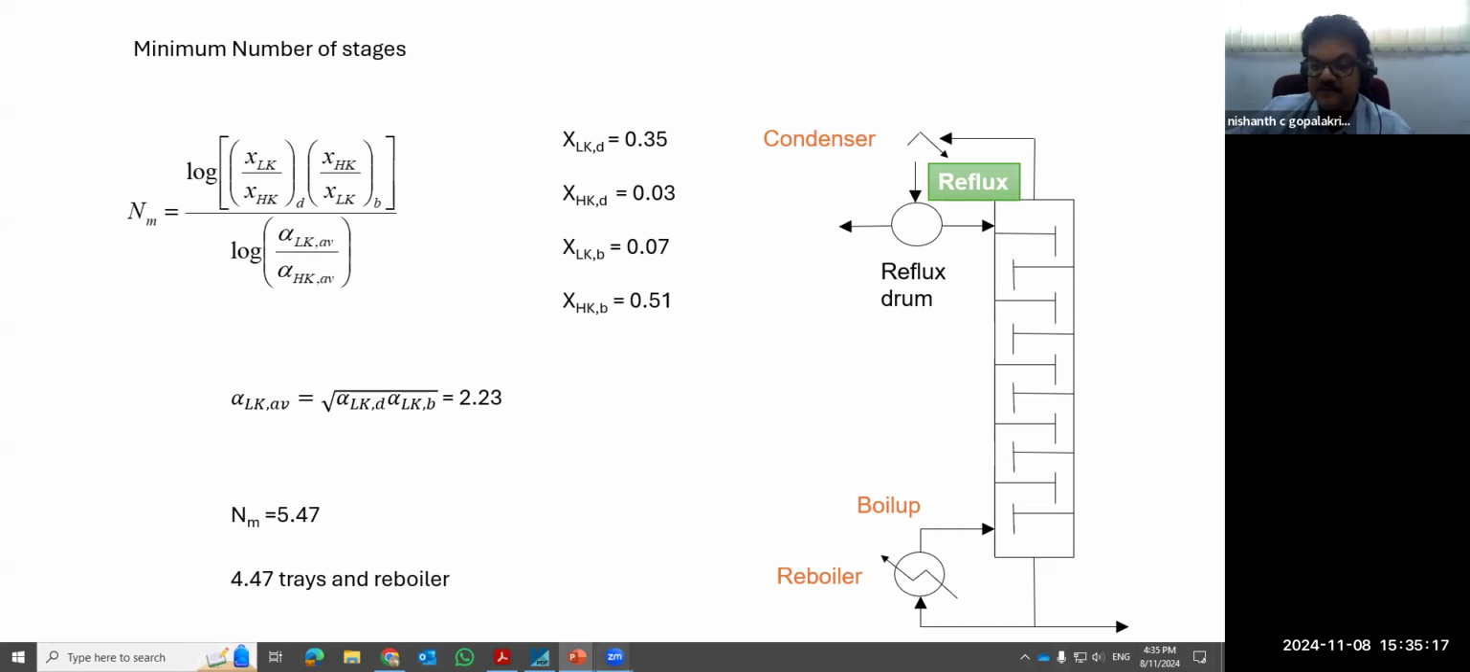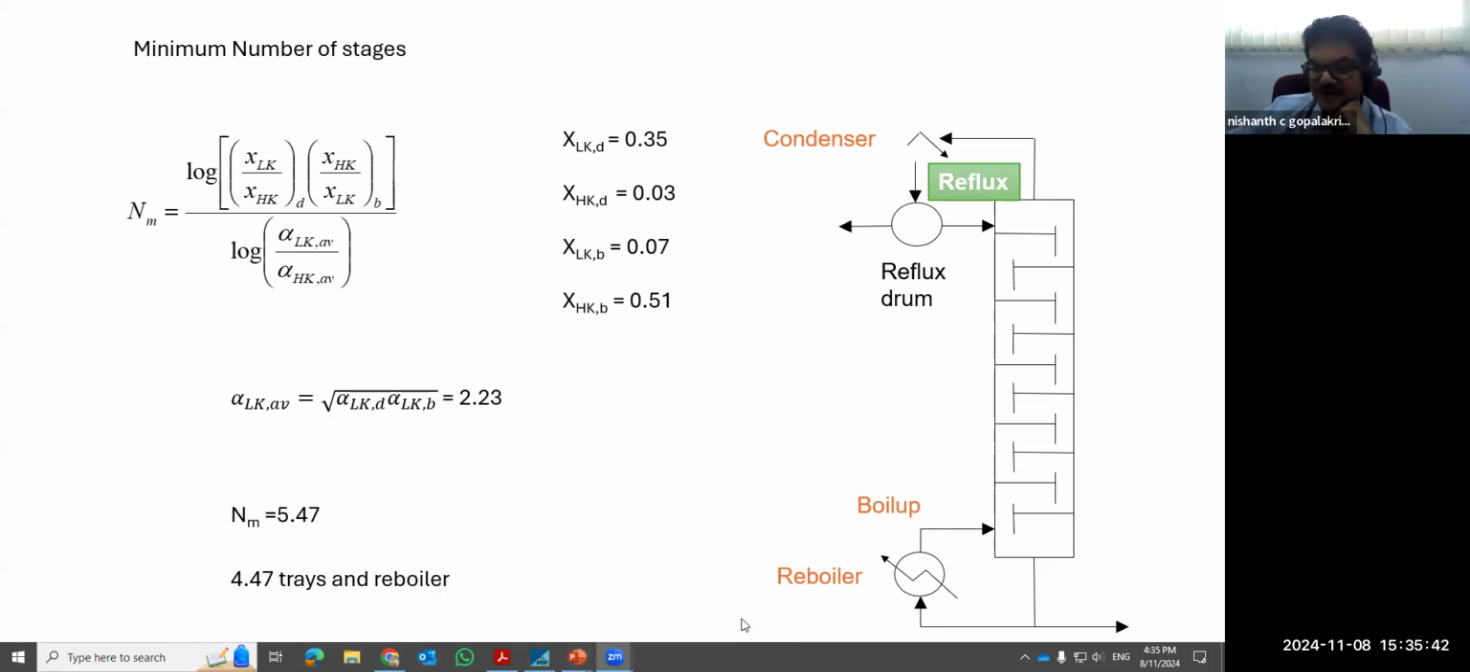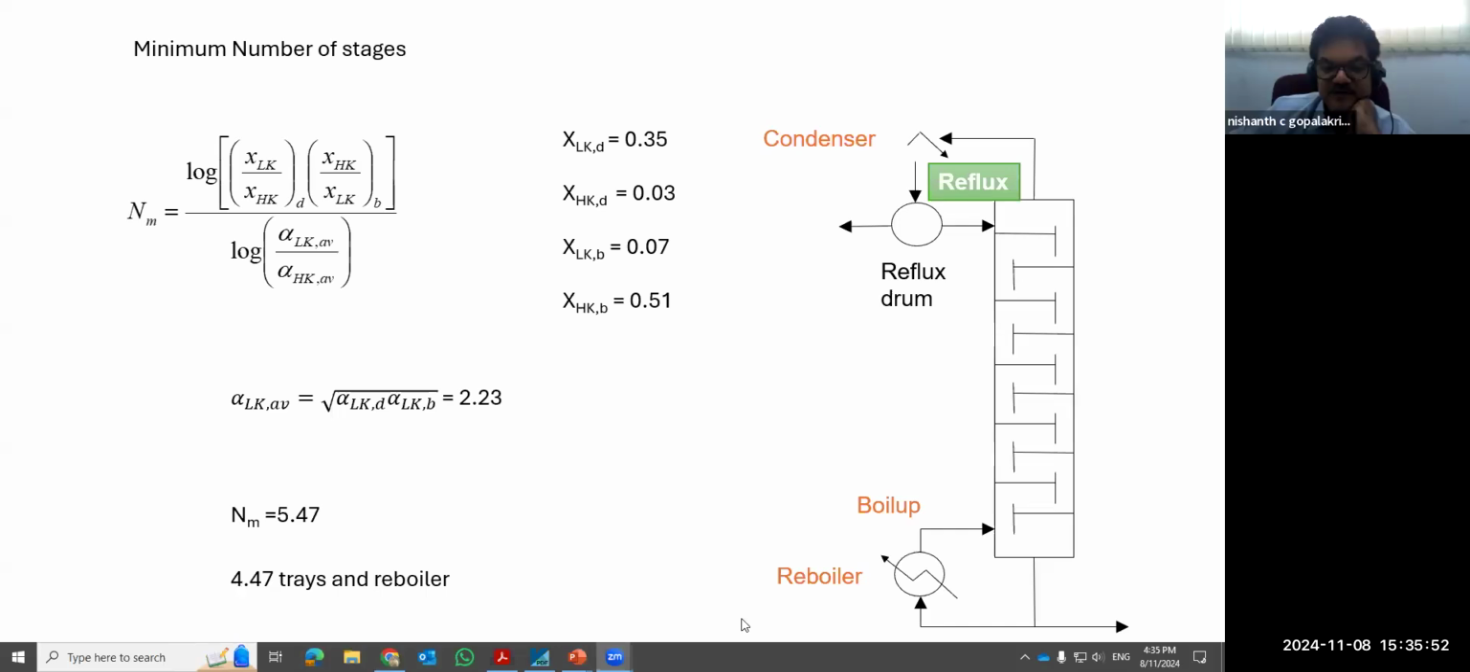If that's the case, if we estimate 5.47 theoretical stages in a distillation column, what it means is, we need 4.47 stages and one reboiler, because the reboiler is also considered as one stage. Agree? Any question on this, or any question on anything that we discussed so far? Questions?